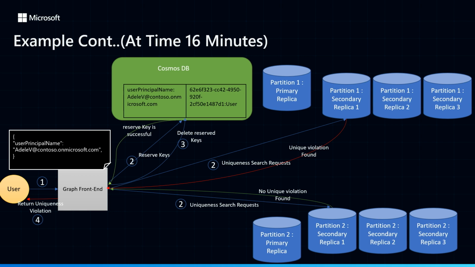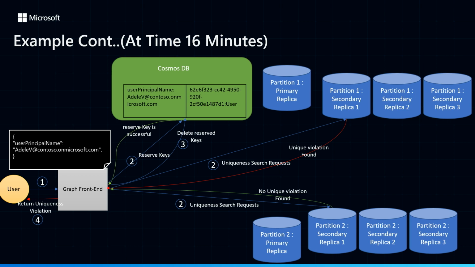Let's take an example. What happens when the same request comes at the 16th minute? I'm using 16 minutes because 15 minutes is the TTL for this Cosmos DB. The request is received by the Graph Frontend. Graph Frontend again sends a request concurrently to the secondary replica as well as a Cosmos DB request to reserve this key. In this particular case, secondary replicas throw back a uniqueness violation while the Cosmos DB is able to reserve the key.